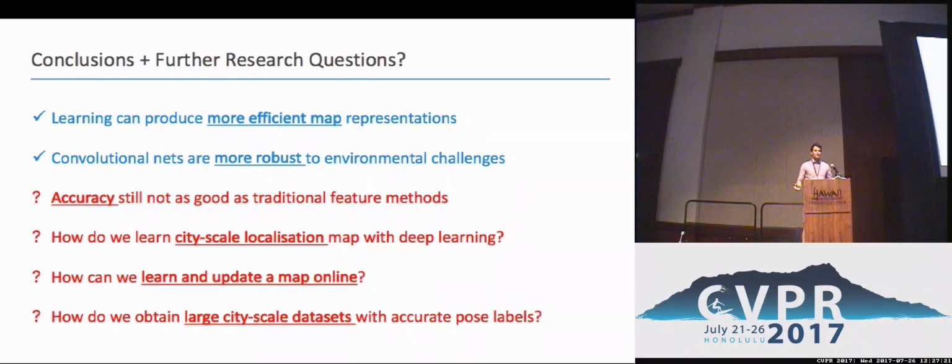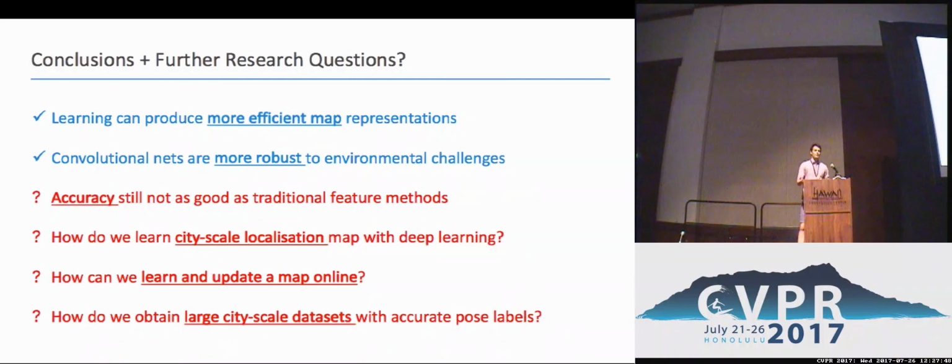But there are so many more research questions, which I hope might motivate some of you to take on board. Firstly, the accuracy is still not as good as these traditional methods, so how do we really push the boundaries here and try to get the accuracy to an area that's almost good enough for augmented reality? Secondly, how do we scale it? PoseNet out of the box doesn't work on the San Francisco data set, so how can we extend these models up to a city scale?